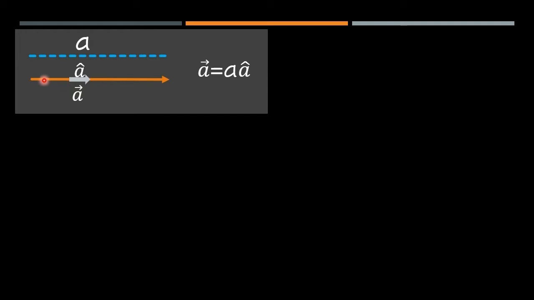Here a vector A is represented by this orange color arrow, and vector A can be expressed as the product of its magnitude and direction. Here this letter A represents the magnitude, which is the length of the orange colored arrow, denoted by the blue color dotted line. Again, A cap is a unit vector which denotes the direction of this vector A, that means the arrow.